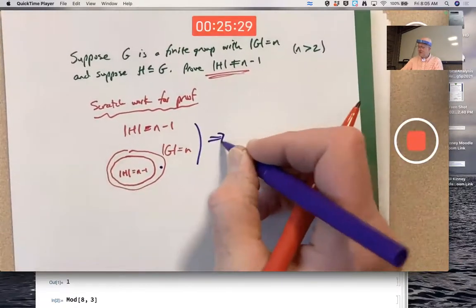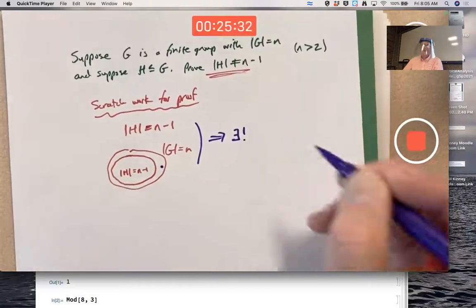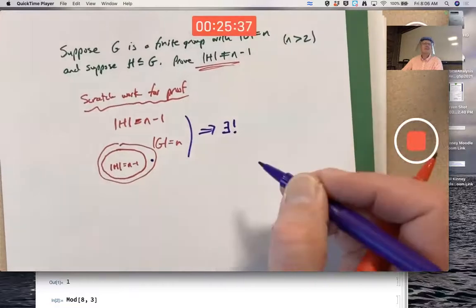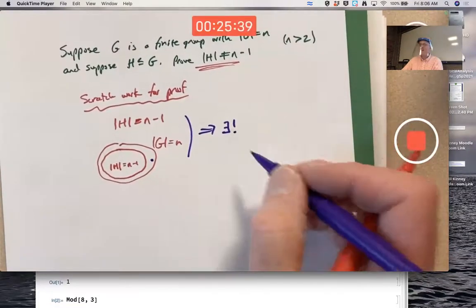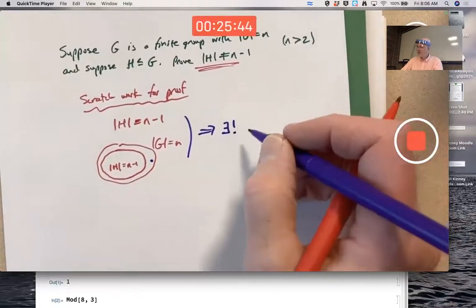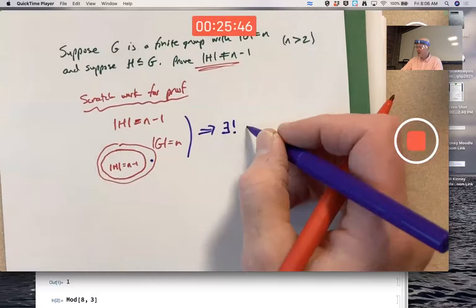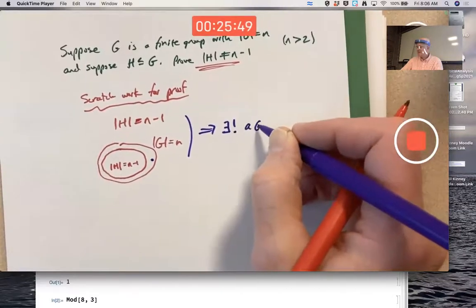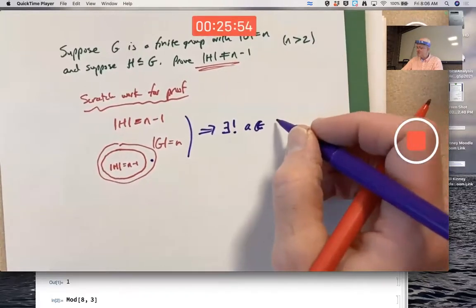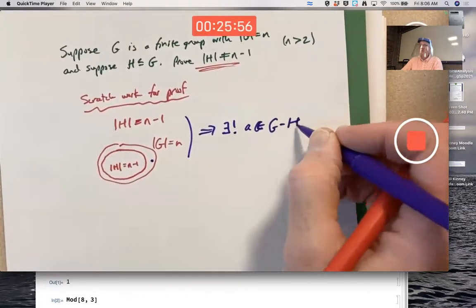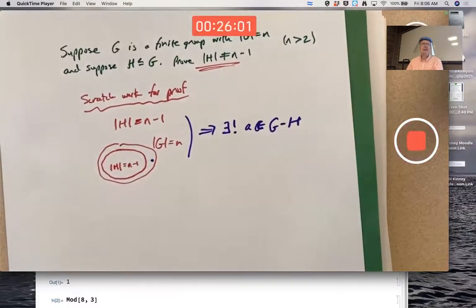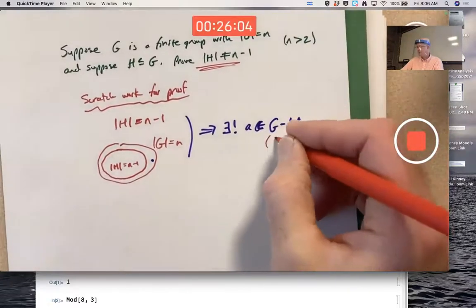All this would imply there exists a unique, that's not "exists factorial." Backwards E means there exists, and if you put an exclamation point next to it, it means there exists unique. That's standard shorthand. Unique element, call it A, in G but not in H. You could write that as a set difference, G minus H, which means in G but not in H. Some people write it like this as well.